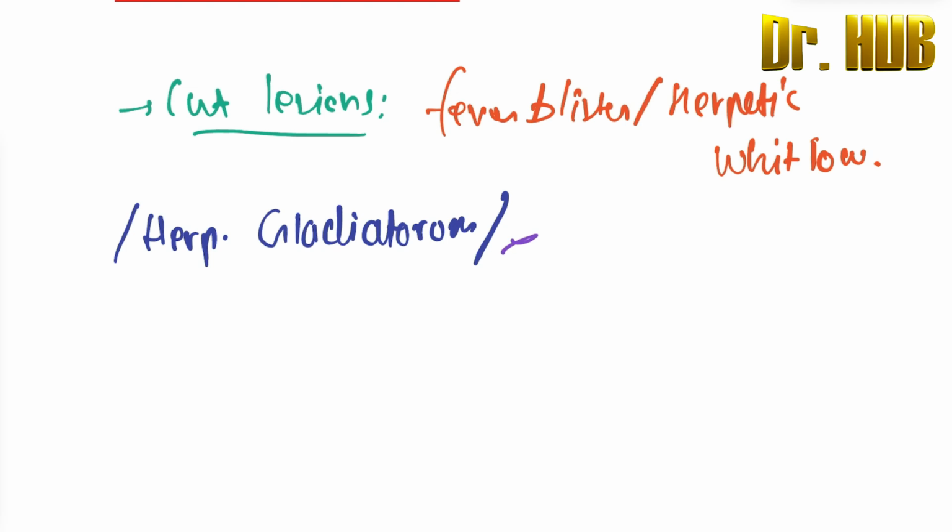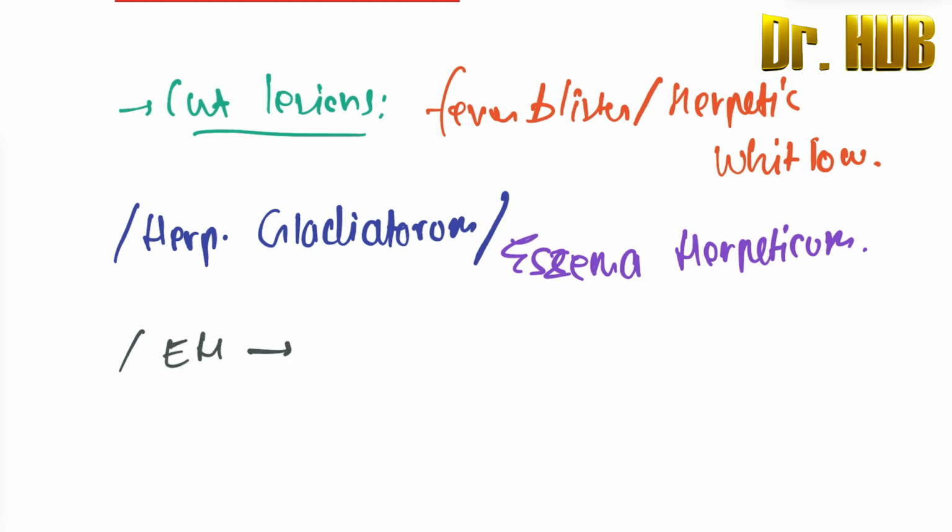Next is the eczema herpeticum. This is a generalized eruption caused by the herpes infection, and it is present in a child suffering from eczema.